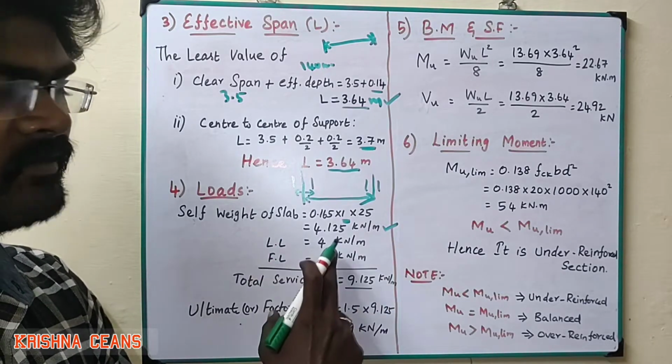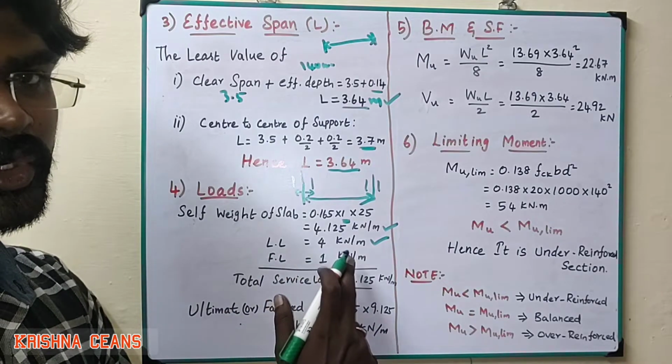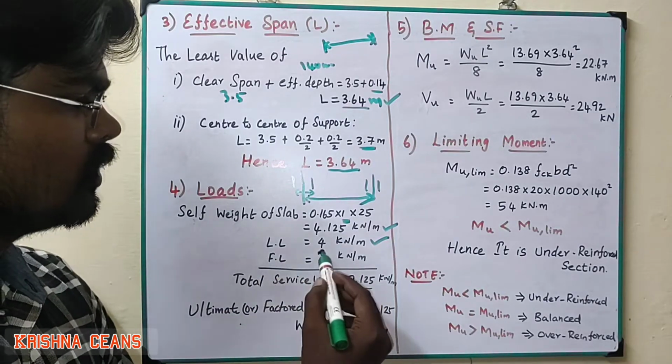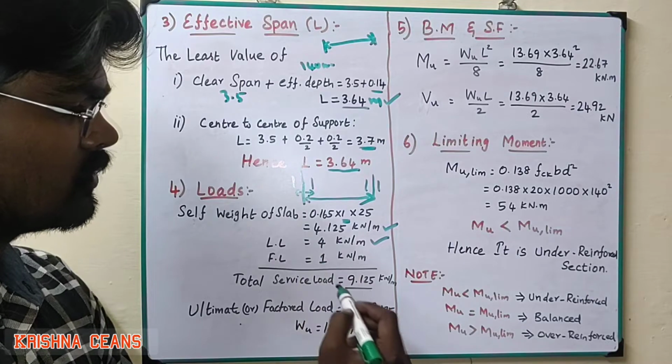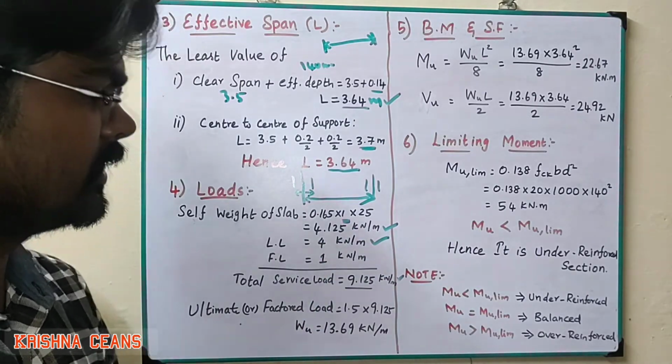Then live load, the given data is 4 kilonewton per meter. Then floor finish, 1 kilonewton per meter. So overall 4.125 plus 4 plus 1, which is equal to 9.125 kilonewton per meter.